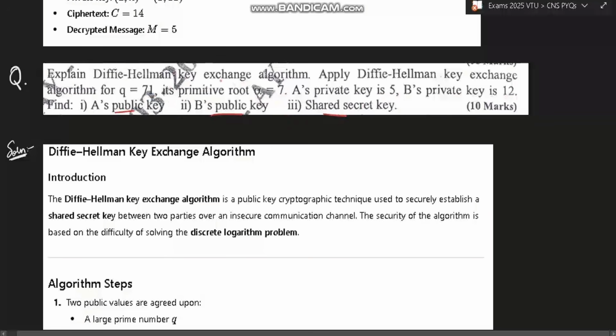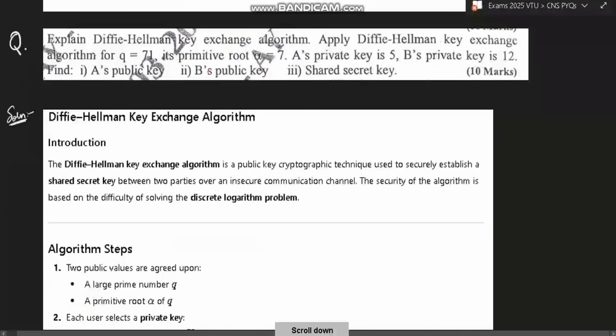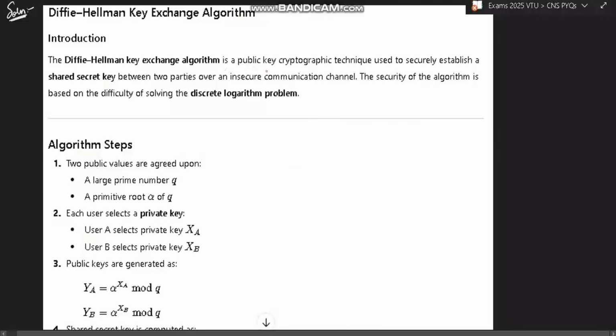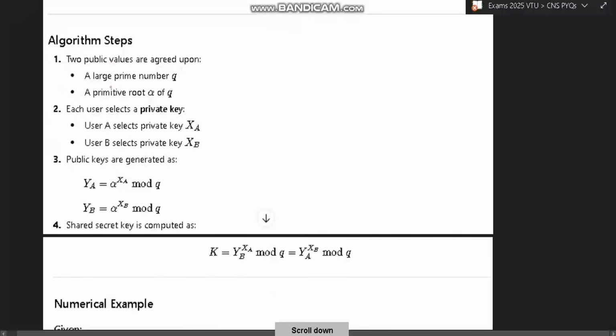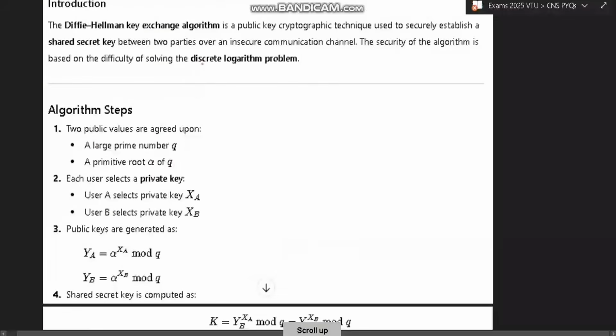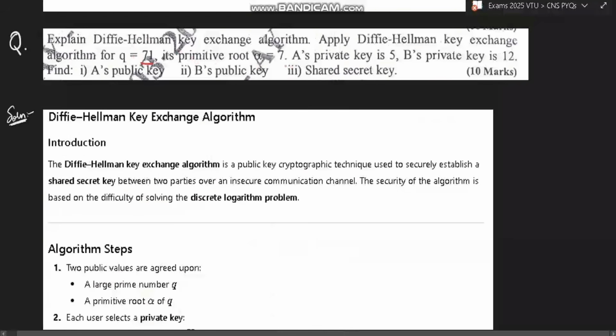First thing, we have to go with what the Diffie-Hellman key exchange algorithm is. Diffie-Hellman key exchange is a public key cryptographic technique used to securely establish a shared secret key between two parties over an insecure communication channel. So there will be a shared secret key, and they will have private keys also. It is based on the difficulty of solving the discrete logarithm problem. This much you have to write. After that, write the algorithm, which includes the first step wherein we have a large prime number q and a primitive root alpha of q. So two numbers will be given. In this case 71 is given and 7 is given.